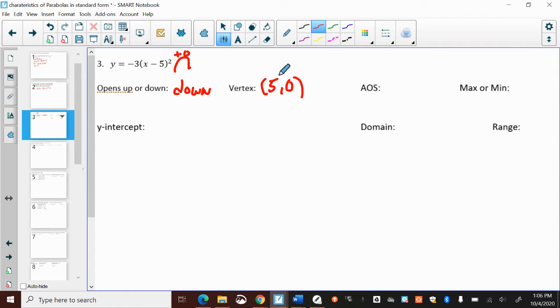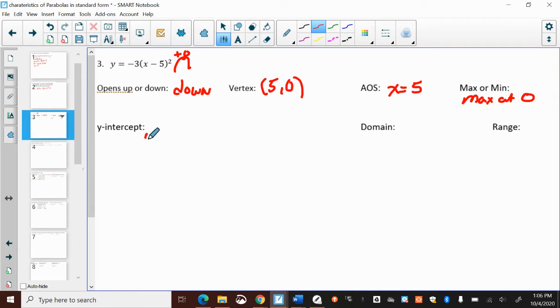The axis of symmetry comes from our x value or our h value, and it's always in the form of x equals. Because this guy is facing down, the vertex is on top up here, making it a max. And the maximum value is always the y coordinate of that vertex, so it's a max at 0.